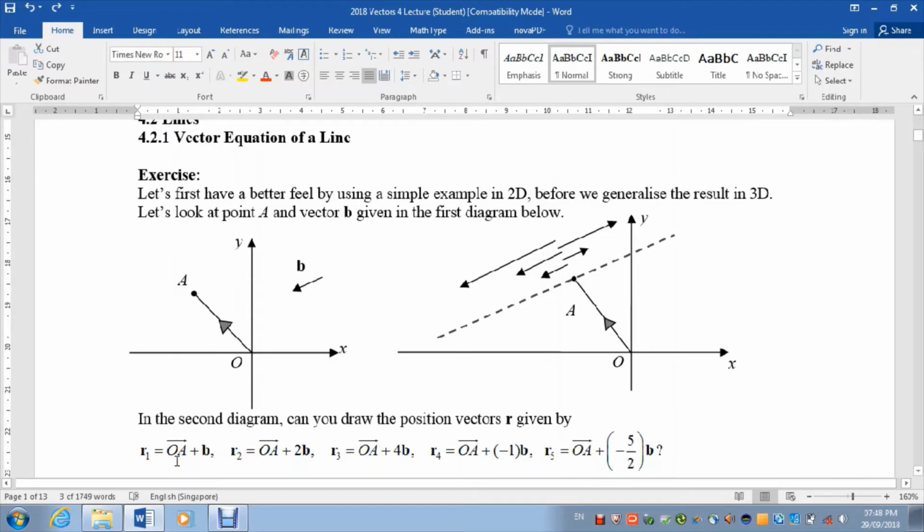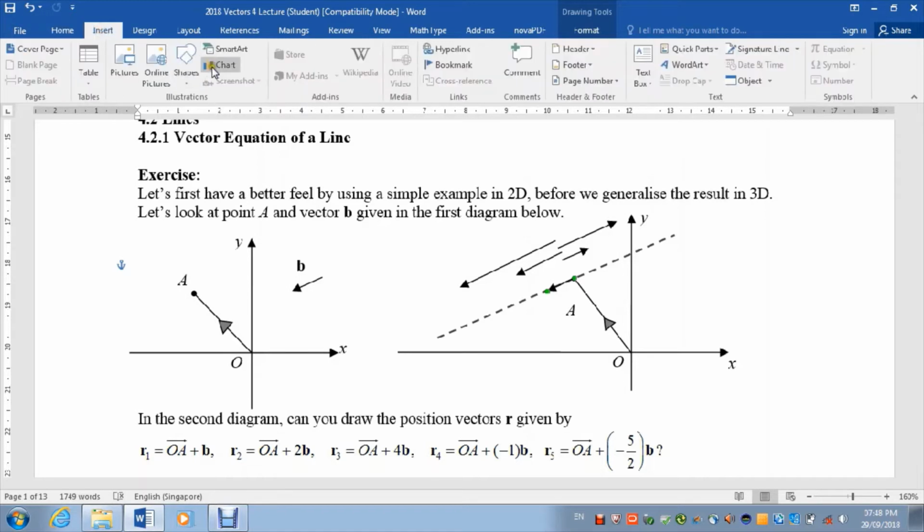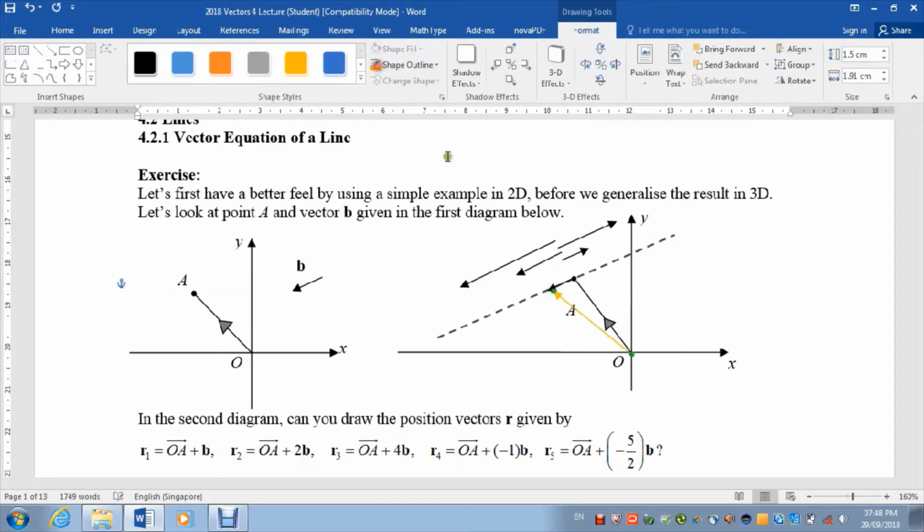You will notice R1 is basically the addition of vector OA and B. So for example, this is OA. Now this little arrow here represents vector B. So the resultant is going to be this. So this vector coming up from the origin towards this point is vector R1. So this is actually a position vector of the point here, and this point is on the dotted line.